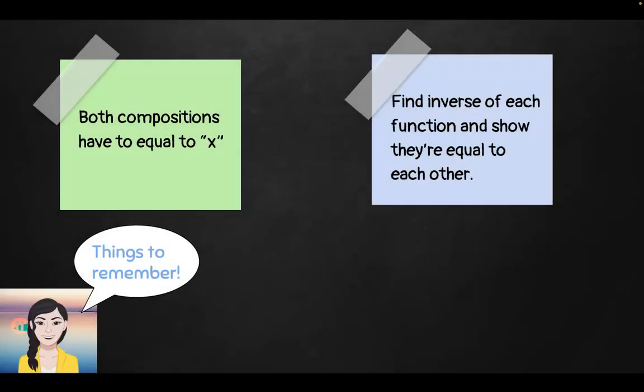Okay, so here are some things for you to remember. Now, if you want to verify whether or not these functions are inverses of each other using algebra, you've got 2 ways to do it. You can show that the compositions have to be equal to x, that they're both going to get you an x. Or like in the previous lesson that we did, you can actually find the inverse of each of those functions, and then those answers actually have to be equal to each other.